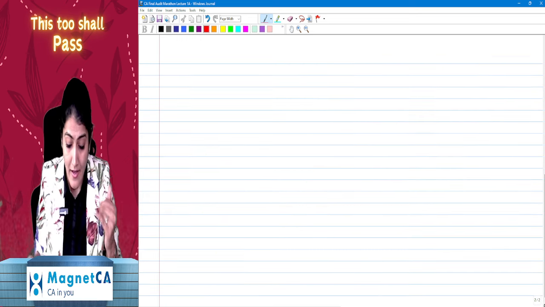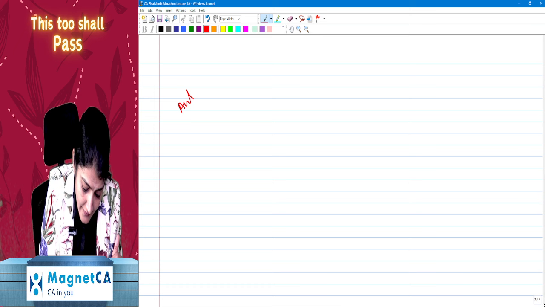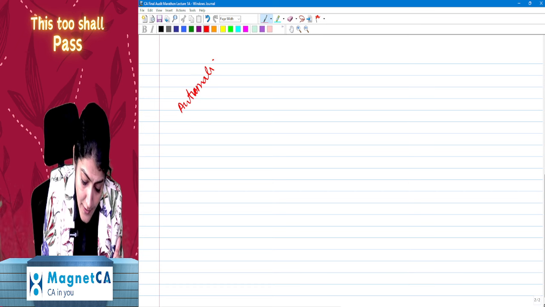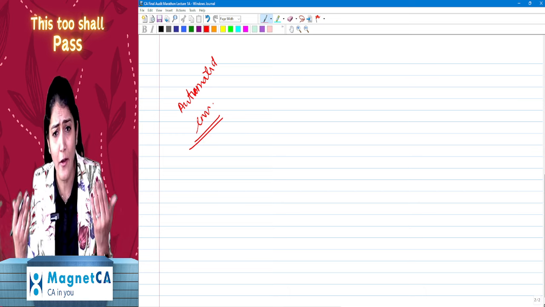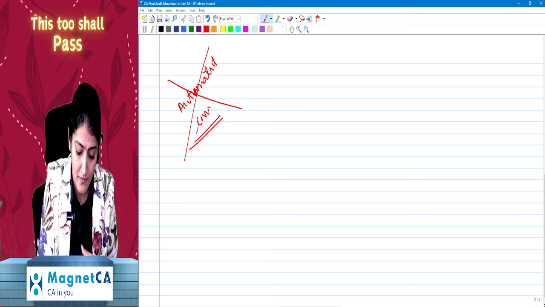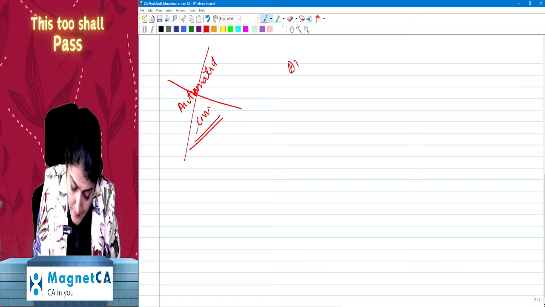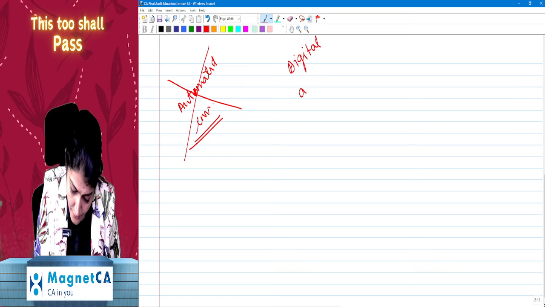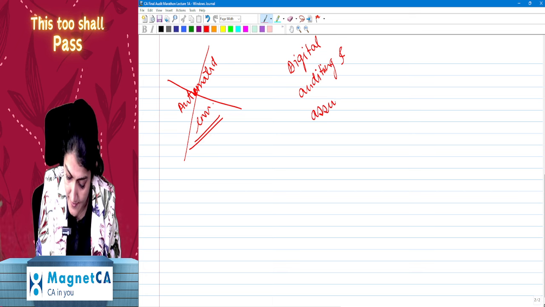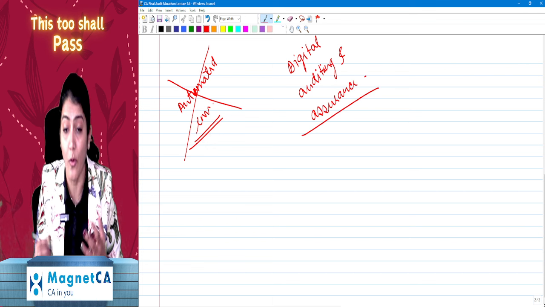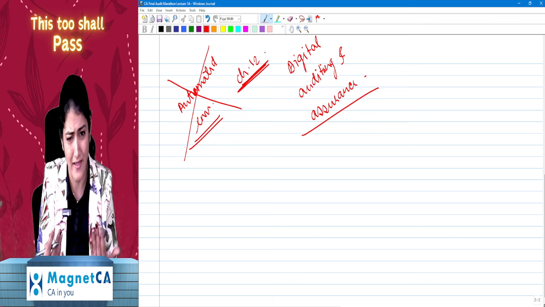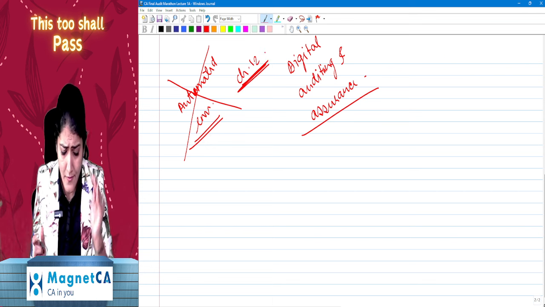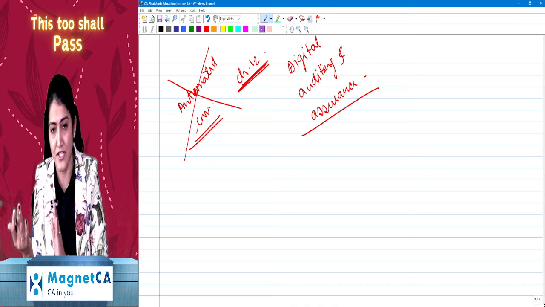these areas. Apart from that, earlier in our syllabus, we had a chapter called the automated environment, the special aspects of auditing in an automated environment. Now, this is out, and it has been replaced with a brand new chapter called Digital Auditing and Assurance, DAA, which is chapter number 12 as per the study material as well as our book. So that's one replacement chapter.